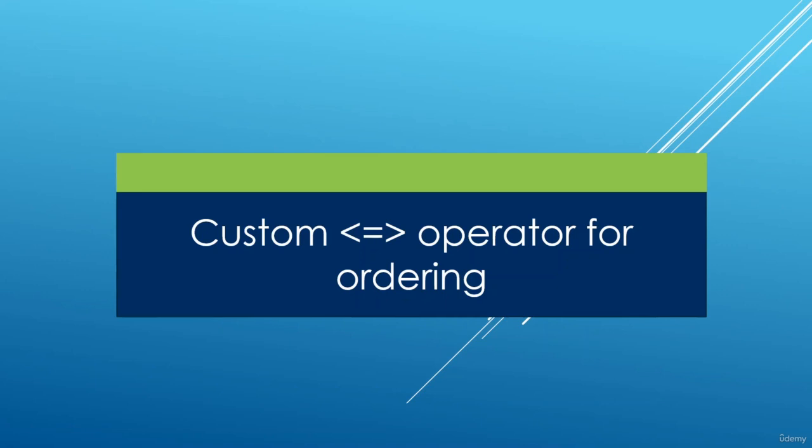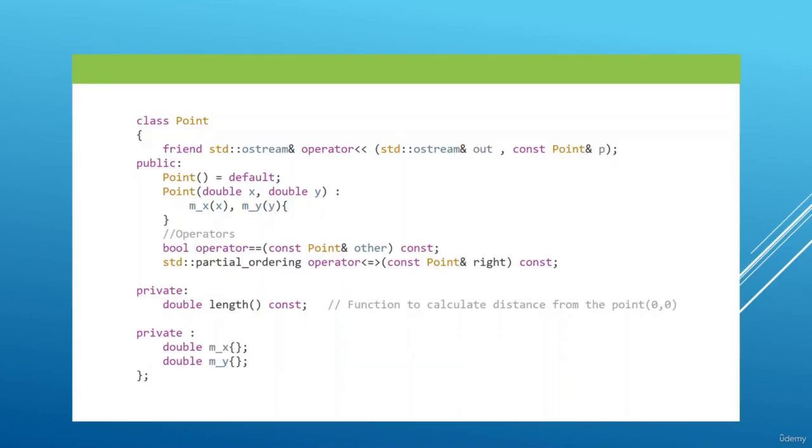In this lecture, we're going to see how we can set up a custom implementation of the three-way comparison operator. And we might want to do this if we don't want the default member-wise lexicographical comparison we get if we default the three-way comparison operator. And the syntax to set it up without defaulting it is really simple.